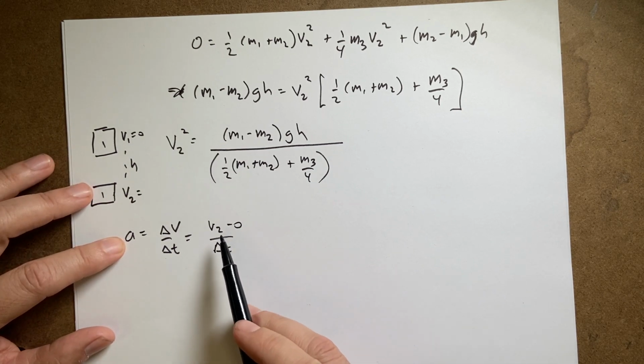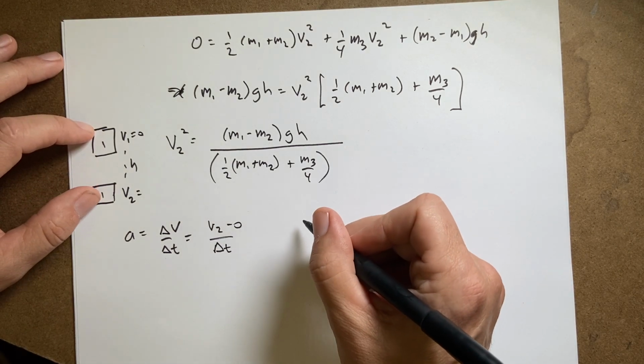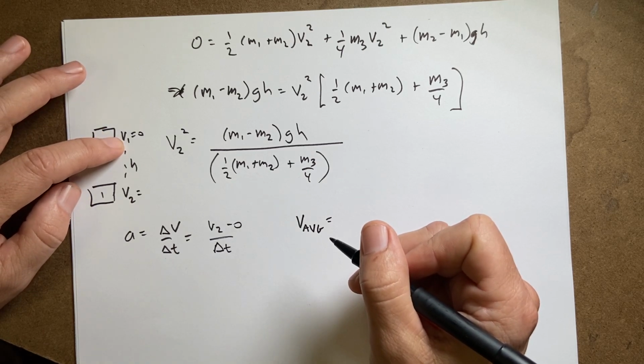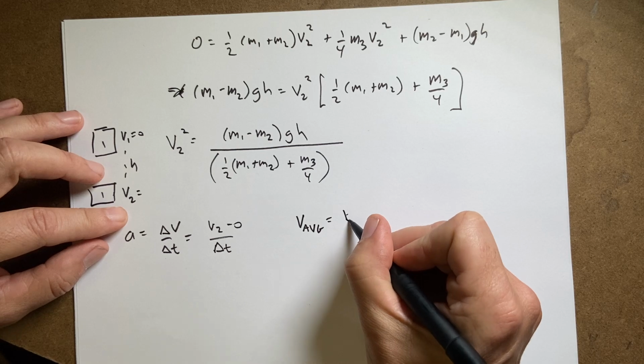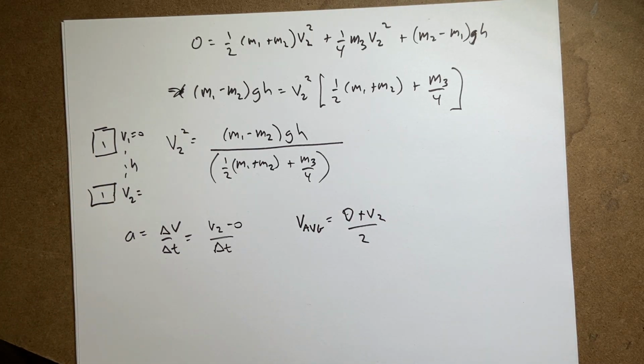So I know v2, but I don't know delta t. Well, I can also use the definition of average velocity. V average is going to be the initial plus final velocity over 2, so 0 plus v2 over 2. That's the definition of average velocity if it has a constant acceleration, which it does in this case.